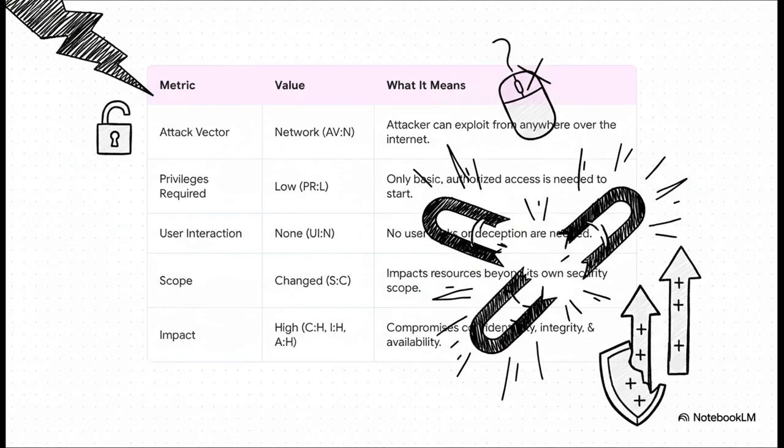And this is a big one. UI:N means no user interaction is needed. They don't have to trick anyone into clicking a bad link. The whole thing can be automated, running silently. Then you have scope changed, which means they can break out of their initial little box and take over the whole system. And the impact? High, high, and high. Total compromise. Put it all together and you have a genuine nightmare scenario on your hands.